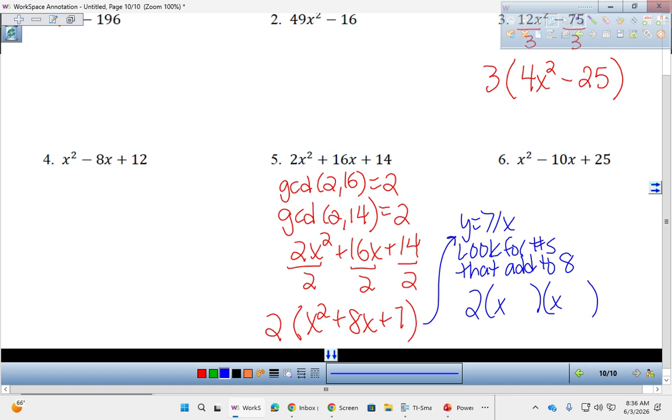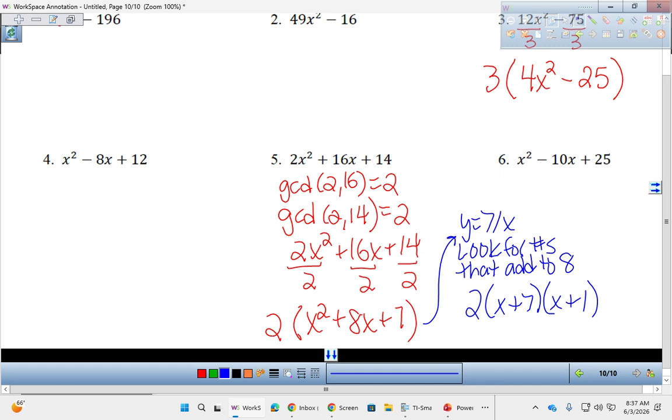Anybody know 2 numbers that multiply to 7 and add to 8? There's only 2 numbers that multiply to 7, right? 7 and 1. So this one was GCF and a equals 1.